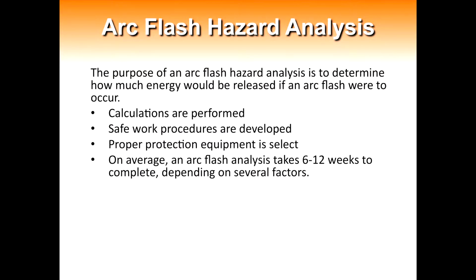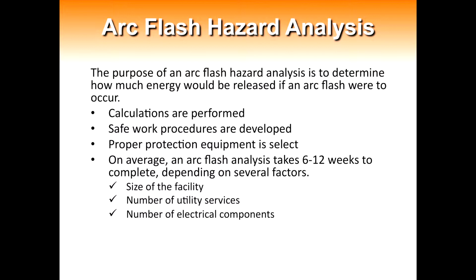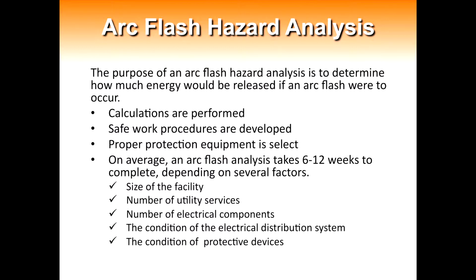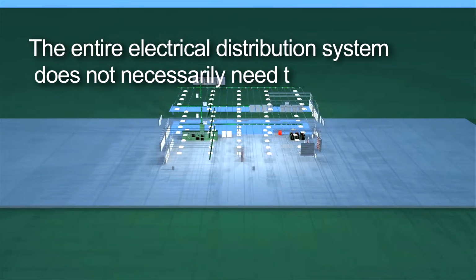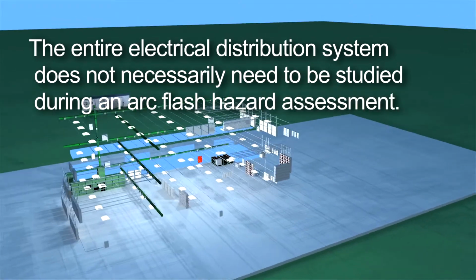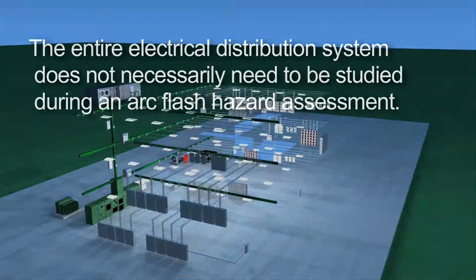On average, an arc flash analysis takes 6 to 12 weeks to complete, depending on several factors. Variables such as the size of the facility, number of utility services, number of electrical components, and the condition of the electrical distribution system and protective devices must be taken into account. The entire electrical distribution system does not necessarily need to be studied during an arc flash hazard assessment.